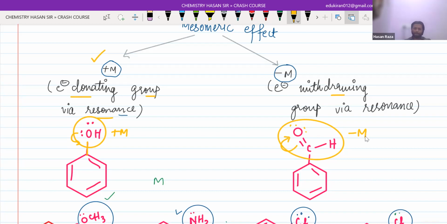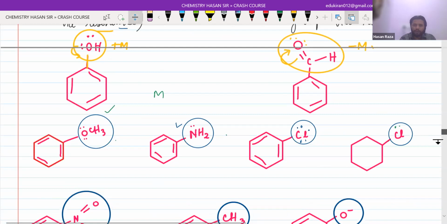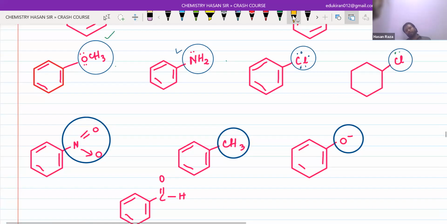Please do let me know, yes or no. Yes, sir. Okay. Now see, you need to tell me the encircled group, which one is plus m and which one is minus m. I'm going to give numbering to this. A, B, C, D, E, F, G.